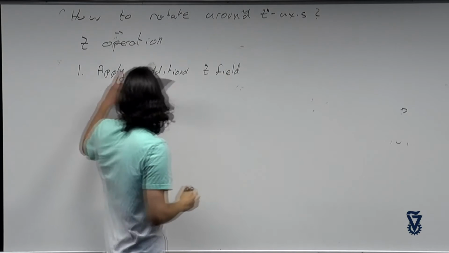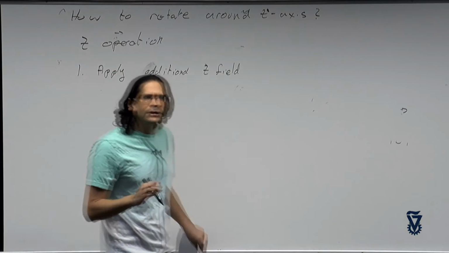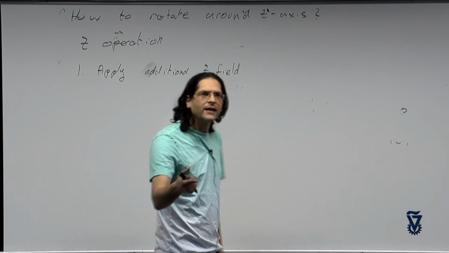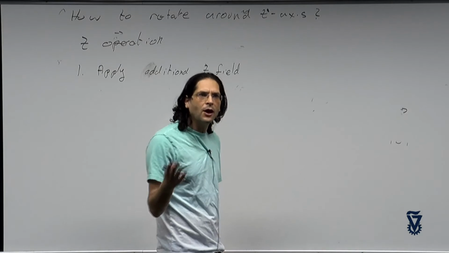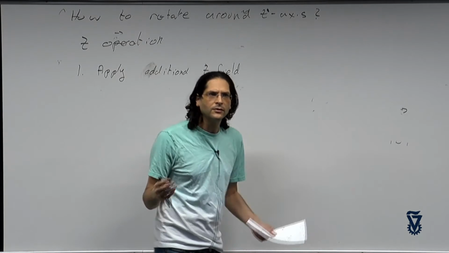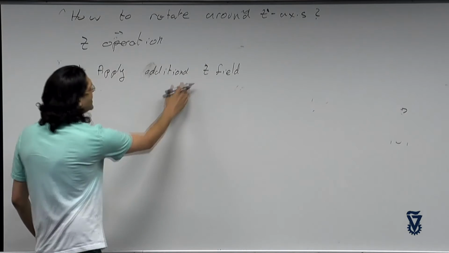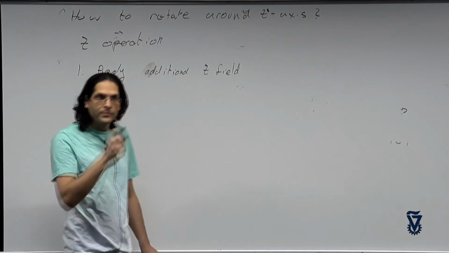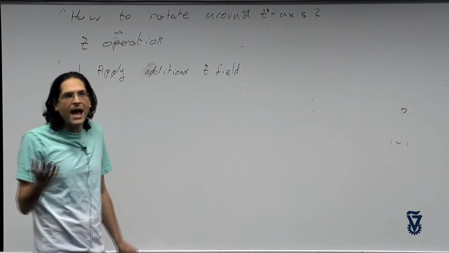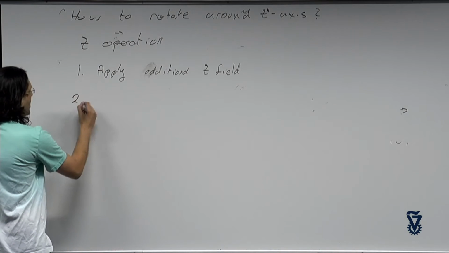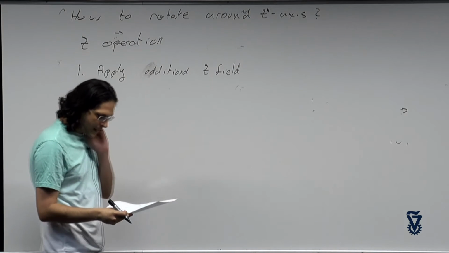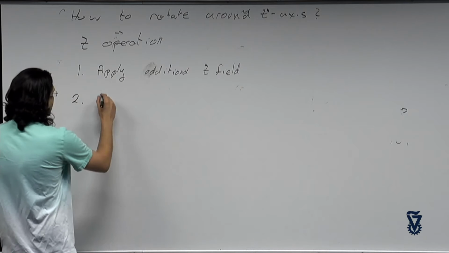And the Z operation is exactly acquiring extra phase. Also in quantum computation, acquiring phase is a Z operation. This is why I'm connecting the two. So you add a little bit of Z field, a little bit of B field. But what if you don't have extra B field to add? Well, another thing you can do is wait.